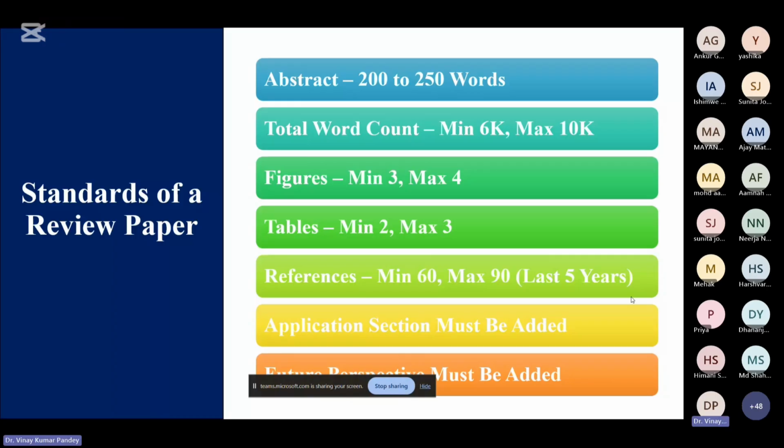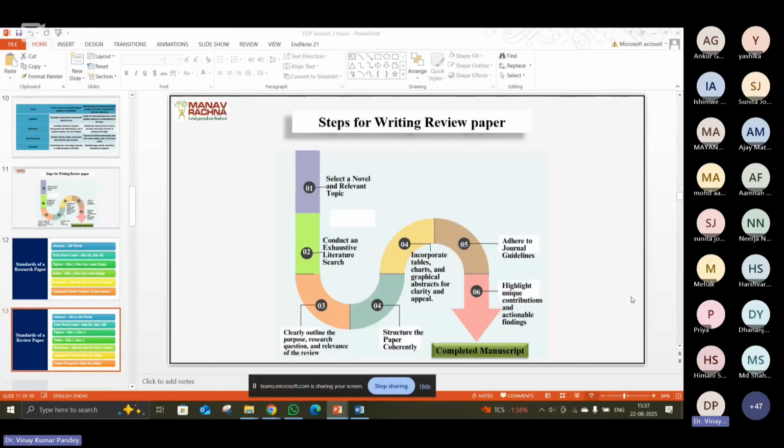Again, regarding figures and tables, as I previously mentioned, at least three figures should be there. Tables, a minimum of two tables should be there, reflecting some unique information, and references as well. I'll just show you one review article over here.